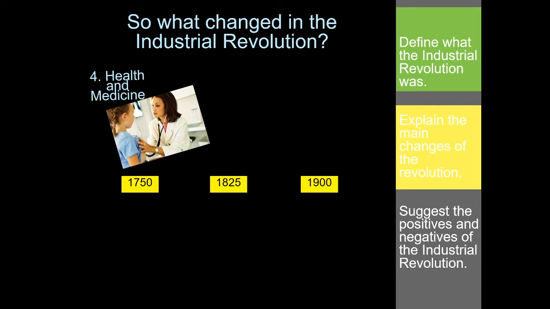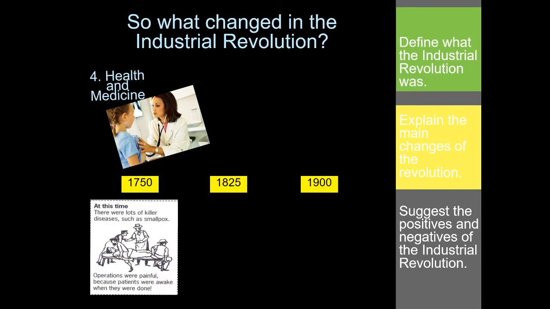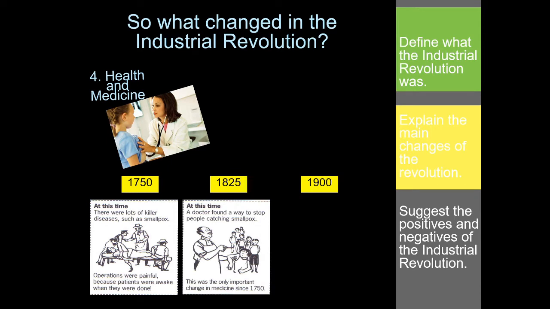Okay, health and medicine. So let's take a look. In the 1750s, there were a lot of killer diseases such as smallpox. Operations were painful because patients were awake. So you can imagine if you hurt yourself, the operation to get yourself healed could have been very painful. There was no way of dulling the pain, and diseases would have killed thousands of people every year, if not more. So that's part of the reason why in 1750 the population was so much lower.